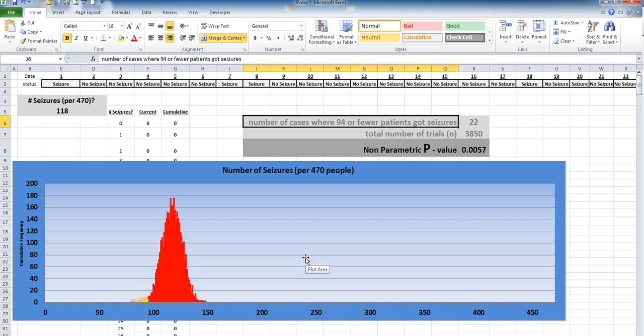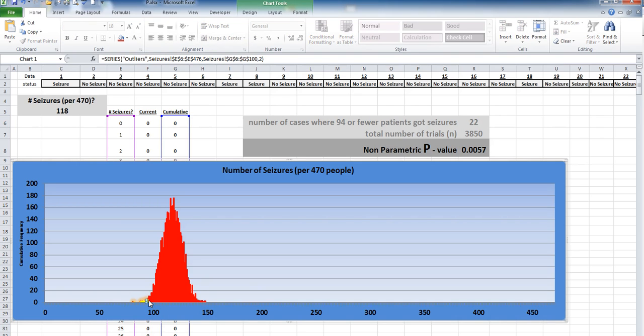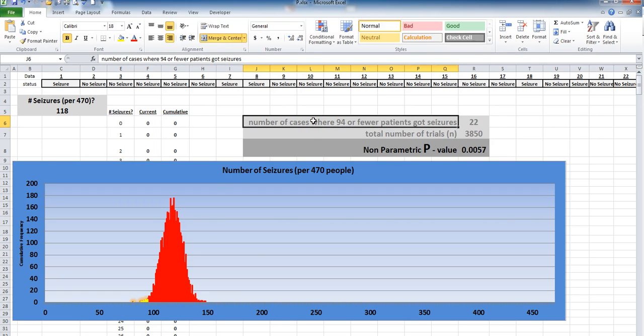Now, as far as why you would shade to the left or to the right or into both tails, well, you have to think about that from a logical point of view of a hypothesis test. Suppose you were trying to show, as you were in this case, that people got fewer seizures during a full moon cycle. Well, 94 was our cutoff, and you might stop to say to yourself, well, 94 is pretty low. It should have been 117, 118. We got 94. That's down quite a bit.